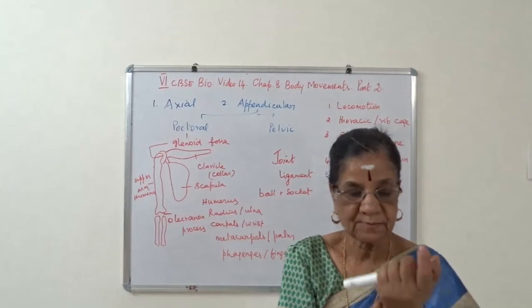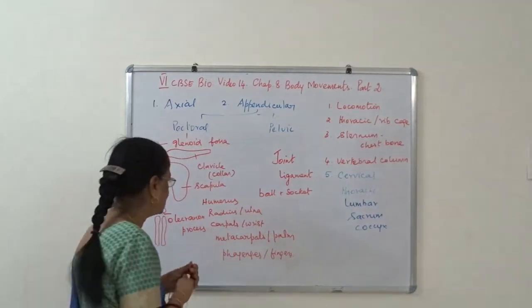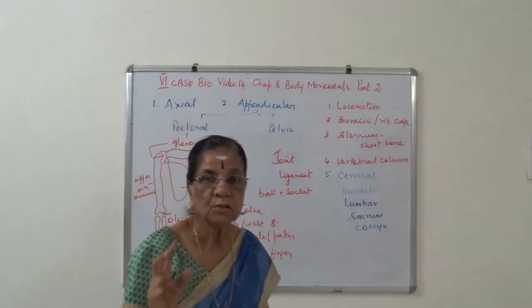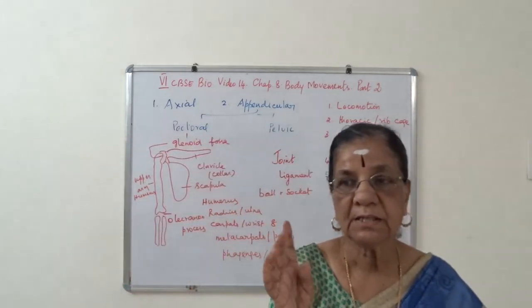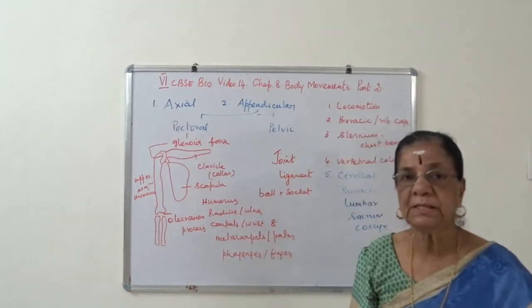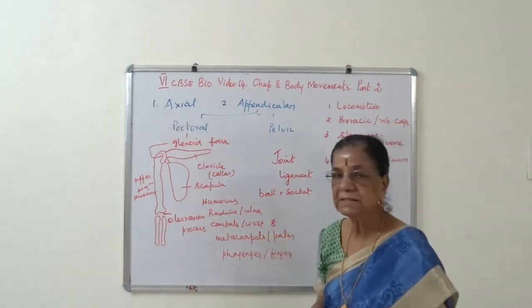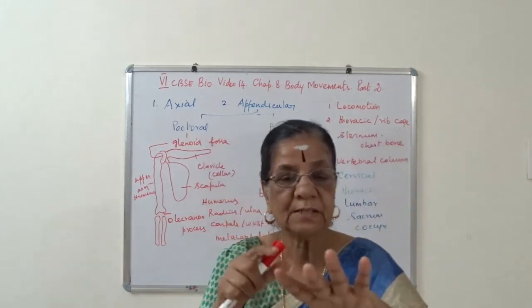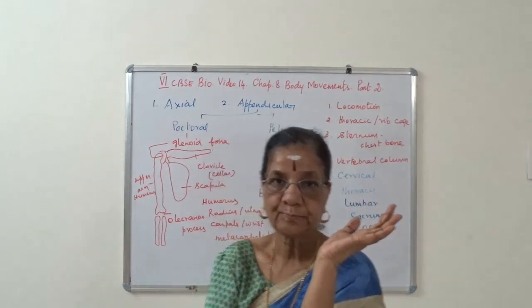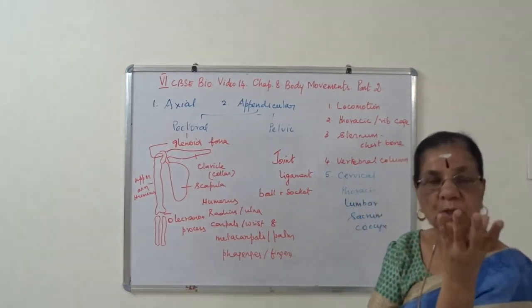And then the wrist. This wrist is called carpals and there are 8 bones. The wrist is formed of 8 bones, 2 rows of 4 each. That is carpals, right? And then metacarpals, the palm bones. Metacarpals are on the palm.